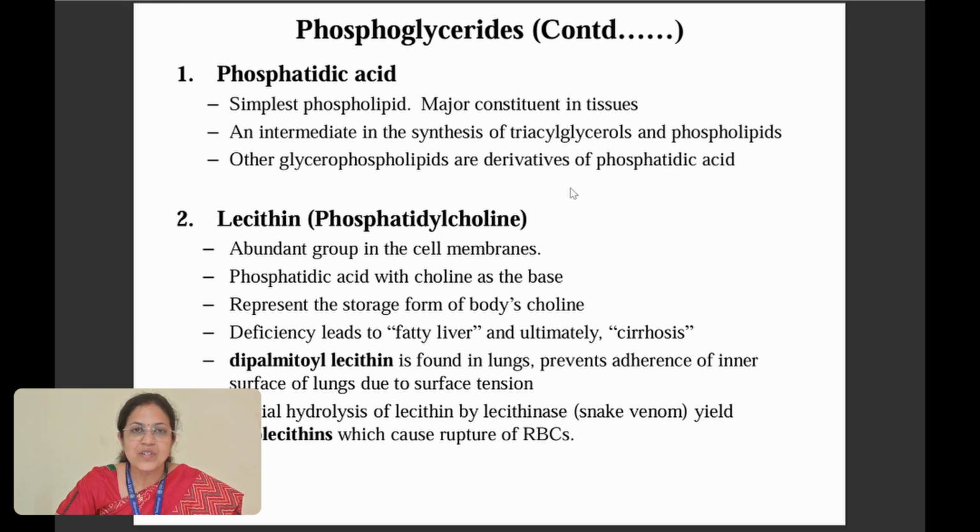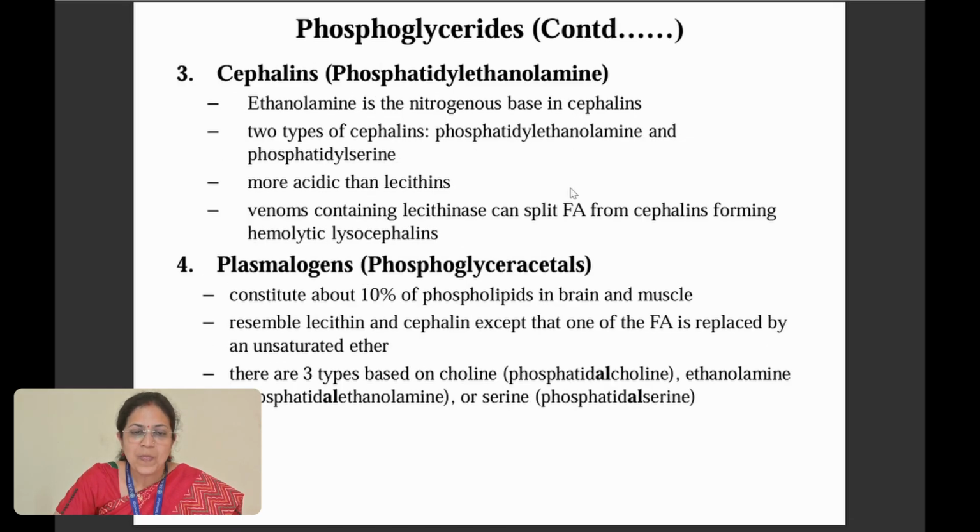Next, the phosphoglyceride is cephalin. Cephalin is composed of ethanolamine, hence it is called phosphatidyl ethanolamine. Then the fourth type of phosphoglyceride is plasmalogen. Plasmalogens contain an aldehyde group, where the phospholipid is phosphatidyl choline, phosphatidyl ethanolamine and phosphatidyl serine.